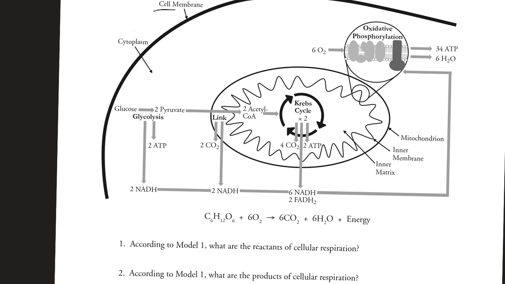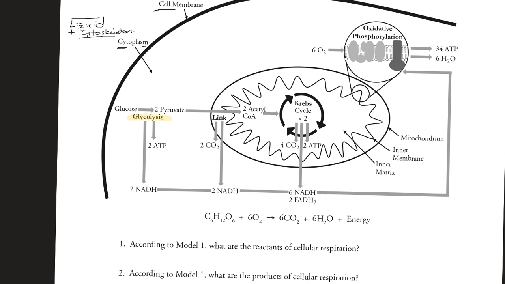Here's your cell membrane. This is the cytoplasm. Remember that the cytoplasm is the liquid part of the cell plus the cytoskeleton. All this stuff, all those little vesicles and everything, that's called the cytoplasm, the kind of fluid part of the cell. Okay? Here in the cytoplasm, this is what's happening. You need to know this.